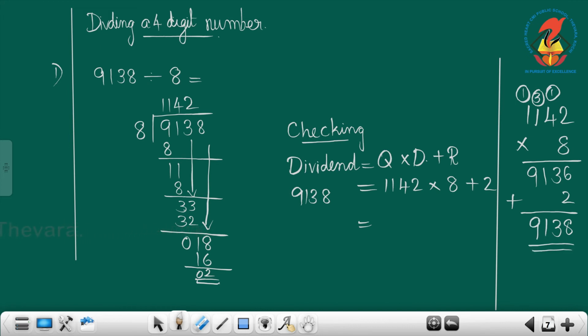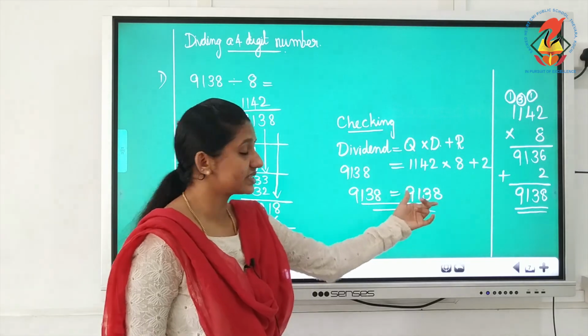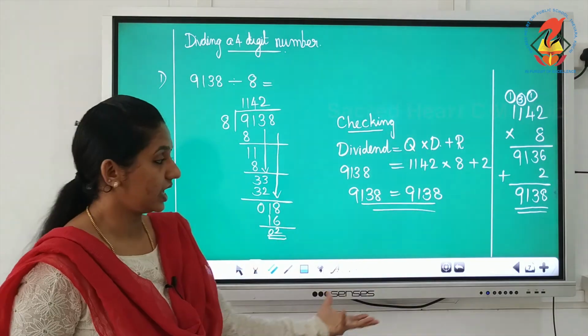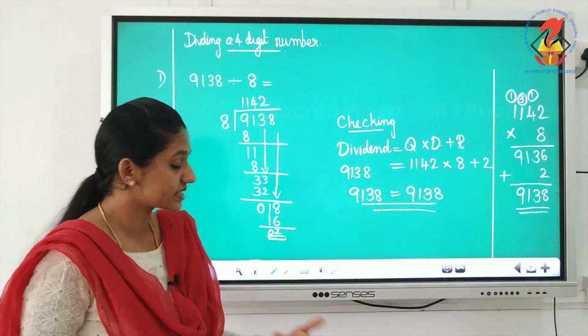So answer is 9138. In both the sides the same answer. That means our answer is correct. After that calculation we got both the sides number is same. So that means our answer is correct.